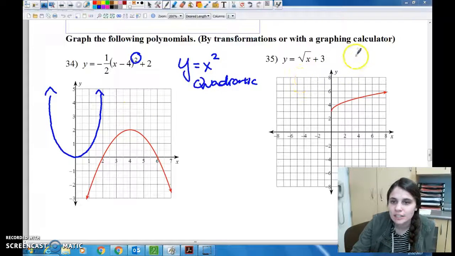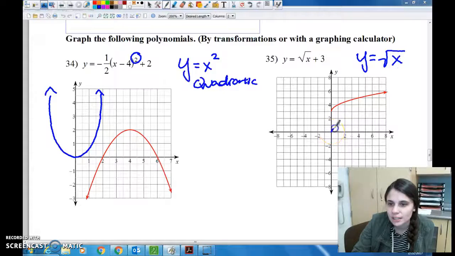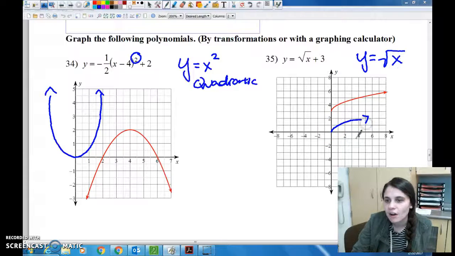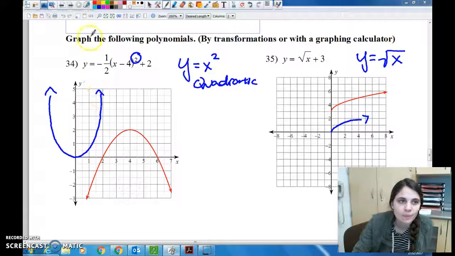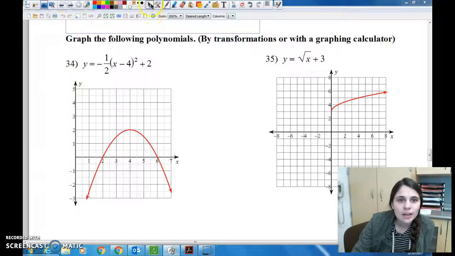So that's the same idea on this one. This one, the parent graph is y equals the square root of x, which looks like this. And all that happened to this one is it moved up 3. So we just take that graph and move it up 3.